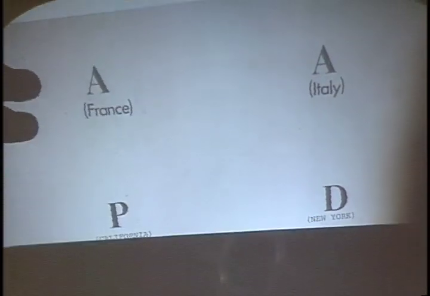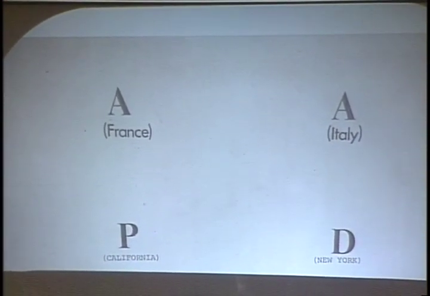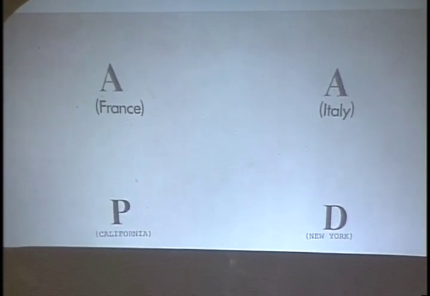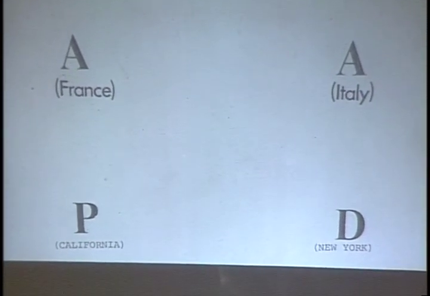Fourth piece of algebra. Alien, and plaintiff of California suing alien and defendant of New York. And let me make a caveat right now. In the old days, it made a difference between France and Italy and different nations. Now, forget which nation they're from. An alien is an alien, whatever nation they're from.